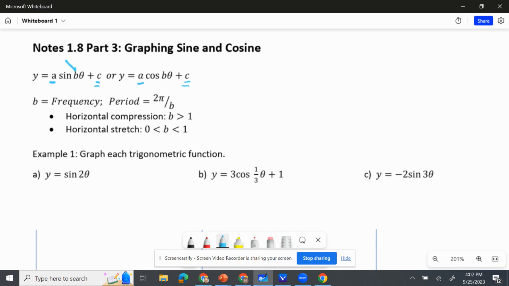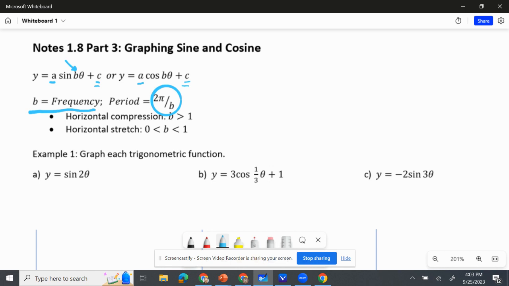Now we're going to look at our B value, and our B value is our frequency. We use the B value in order to figure out our period, and the formula for our period is 2 pi over B. This is when it completes a full cycle. So whatever our frequency is gives us a direction of basically how often it completes a period. The horizontal compression would be when our B value is really large, and a horizontal stretch is going to be when our B value is in between 0 and 1.